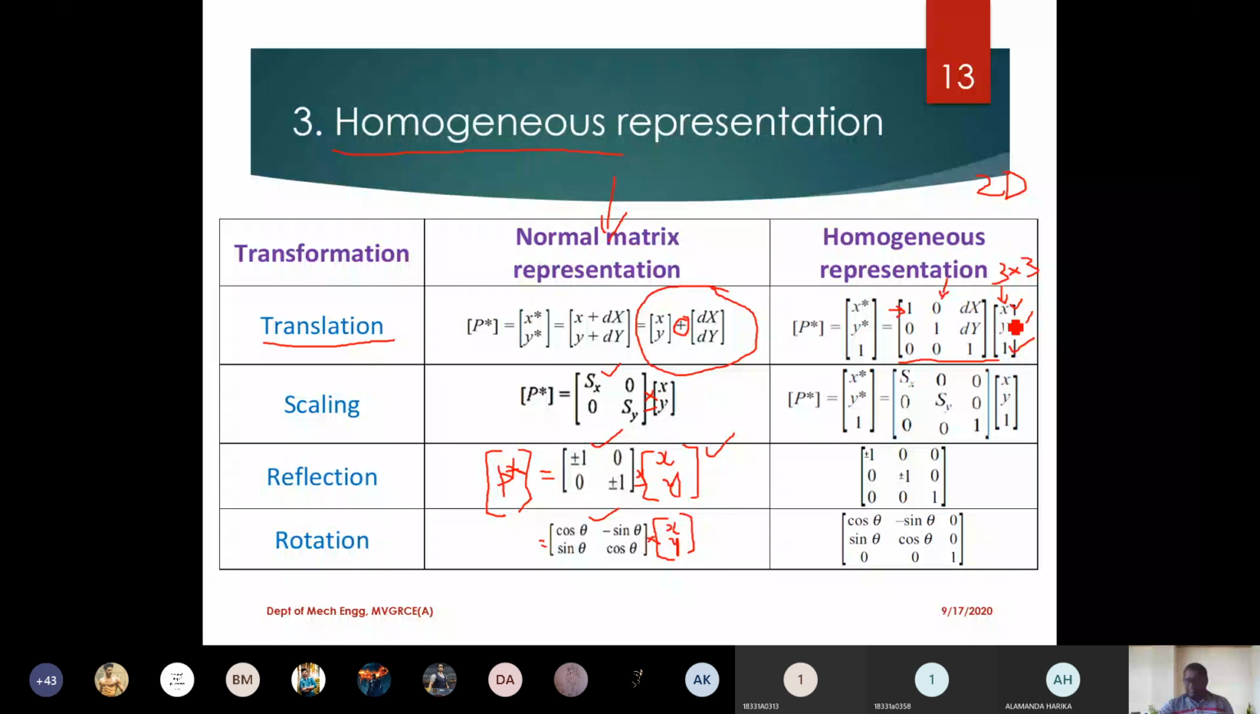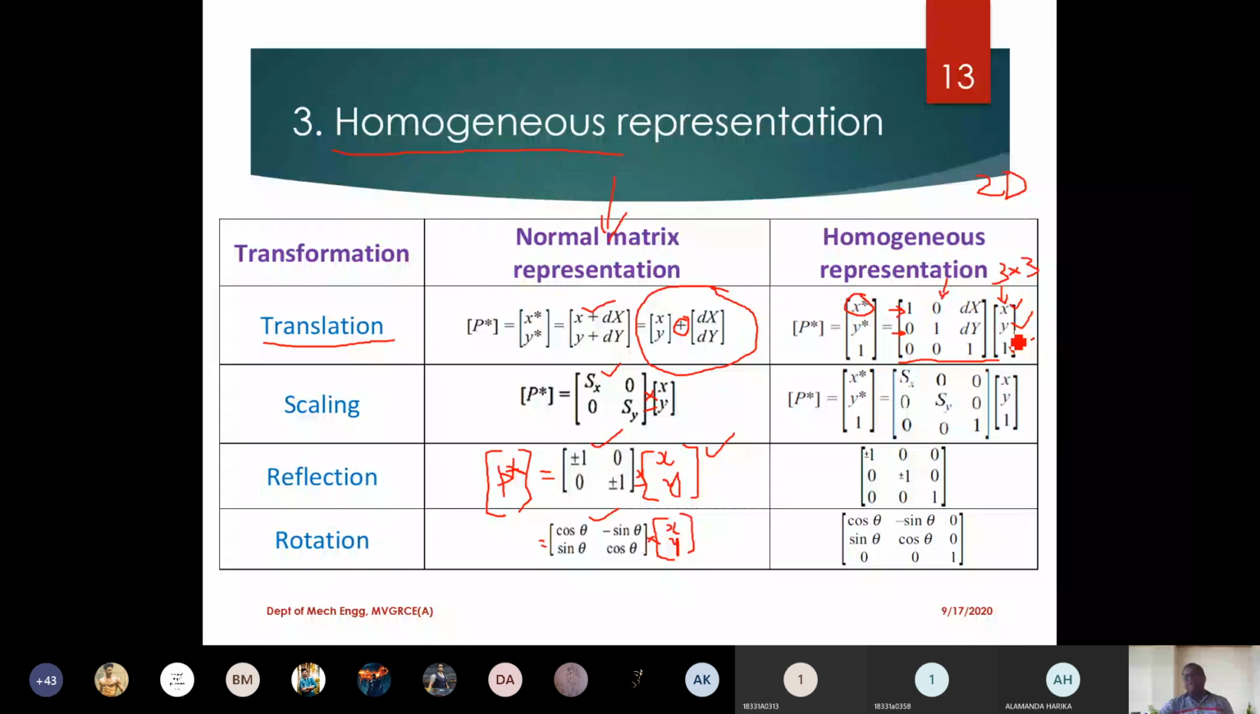Similarly, y star, if you multiply the second horizontal row with the vertical one, 0 multiplied by x, 0, 1 multiplied by 1, y, y plus dy. So y star is equal to y plus dy. The same thing. Only thing is, instead of addition format, I'm switching everything to the multiplication format.